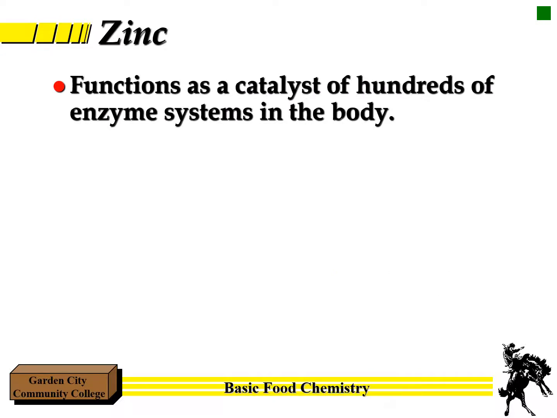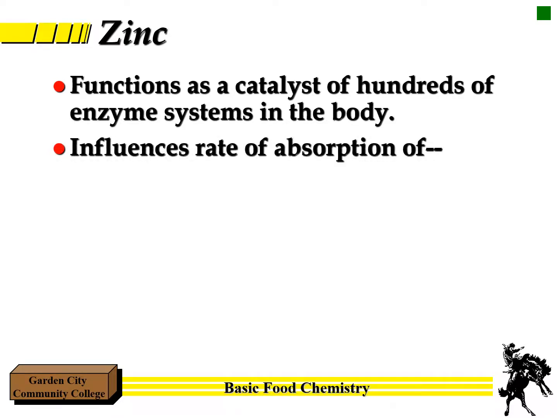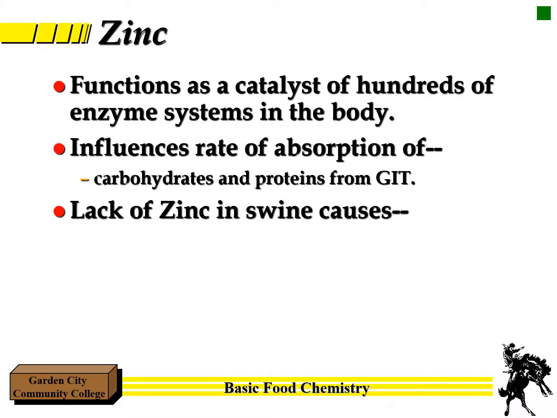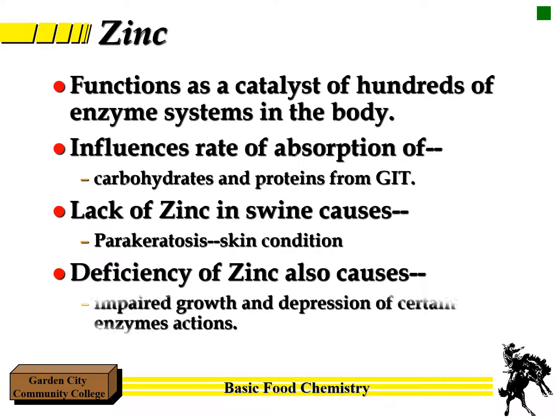Zinc is also one of those trace minerals. It functions as a catalyst in hundreds of enzyme systems within the body itself. One of the biggest things, it's going to influence the rate of absorption of carbohydrates and proteins, so the amino acid forms from the gastrointestinal tract. If you have a lack of zinc in pigs, it can cause something called parakeratosis, which is a skin condition they can get. But the deficiency can also cause impaired growth and depression of certain enzyme actions within the body. So again, you want these livestock to grow. That is a big thing, making sure zinc is fortified.